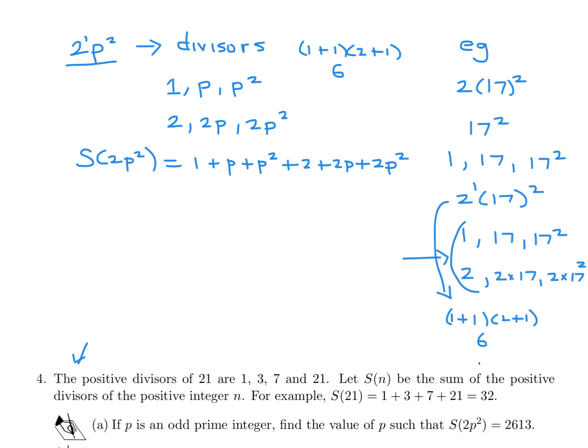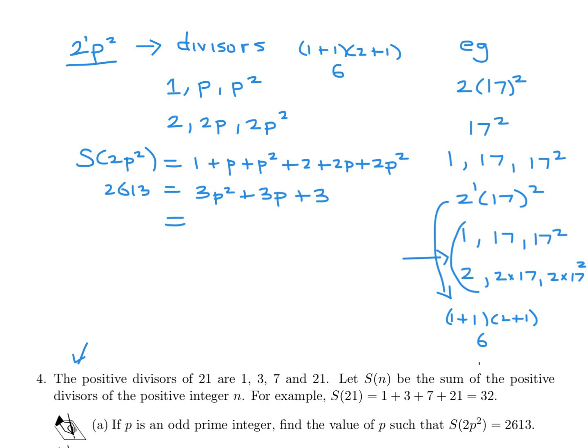Okay, so far so good. Nothing fancy so far. And they tell me that this is equal to 2613. And let's add this up here. Let's see what we get. 3p squared, collecting like terms, 3p and 3. Okay, that's nice. A lot of 3's there.